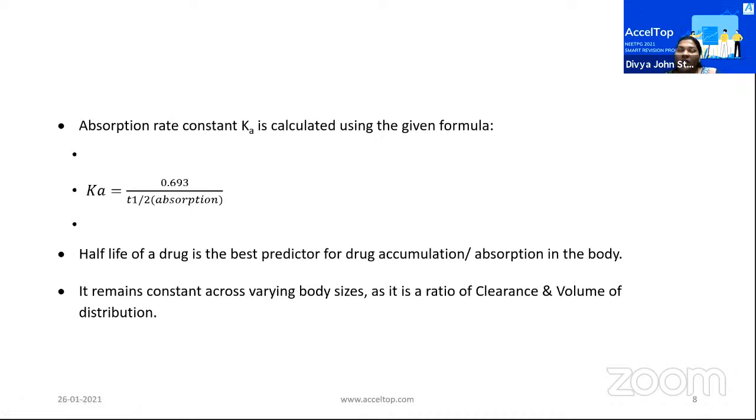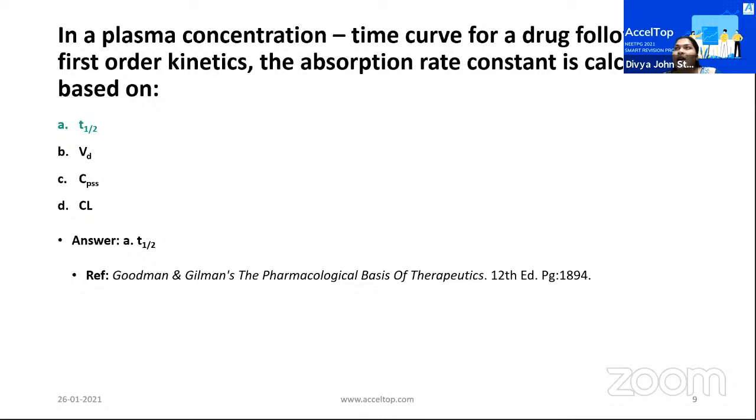So half-life, the other point that this question will tell you, is that half-life of a drug is the best predictor for drug accumulation in the body. And the half-life of a drug remains constant across varying body sizes because it is a ratio of clearance and volume of distribution. So across varying body sizes also, the half-life is going to be the same. So the answer to this question, you should not have any doubt. In a plasma concentration time curve for a drug following first order kinetics, the absorption rate constant is related to the T half.